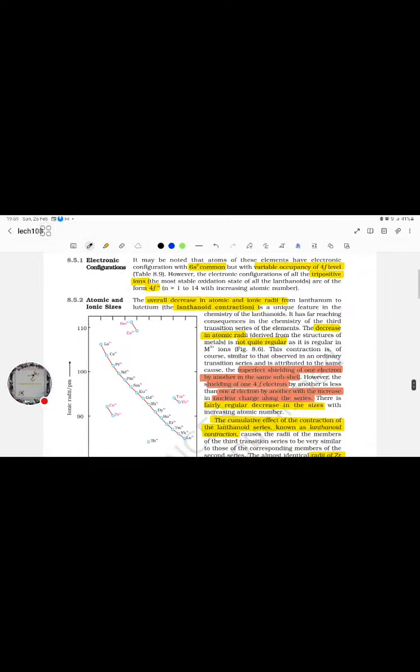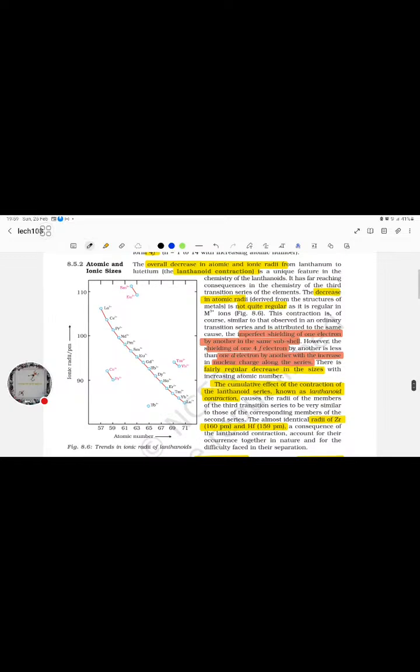So electronic configurations பார்ப்போம். It may be noted that the atoms of these elements have electronic configurations with 6s2 common but variable occupancy of 4f level. However, the electronic configuration for all the tri-positive ions, the most stable oxidation states, are of the form 4fn, n is equal to 1 to 14. அதாவது 6s2 is going to be common, ஆனால் the number of electrons in the f orbital is going to vary from 1 to 14, but the tri-positive cation is going to have 4fn configuration with the number of electrons varying from 1 to 14.